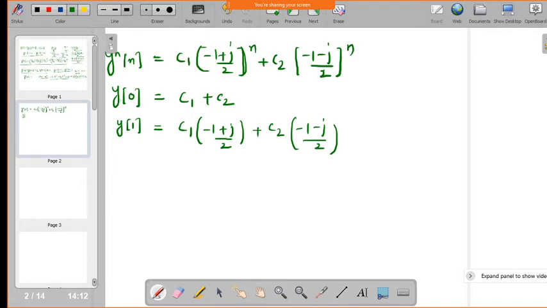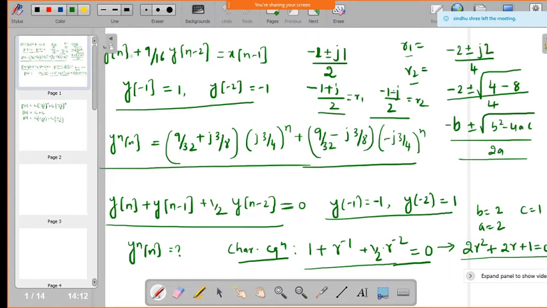So now we need to find y of 0 and y of 1. For that, use this equation. Write y of n in terms of y of n and x of n. Here is the equation, so you find out what is y of n.